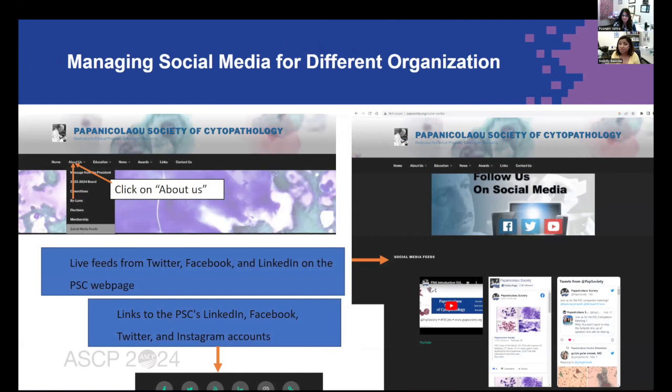Like Dr. Bora mentioned, we are also part of the social media committee of the Papanicolaou Society, and we have embedded all the social media accounts of the Papanicolaou Society into the website homepage. So if you go to the homepage of the Papanicolaou Society and click on About Us, you will see all the live social media feeds from all the accounts that we are handling for the society.